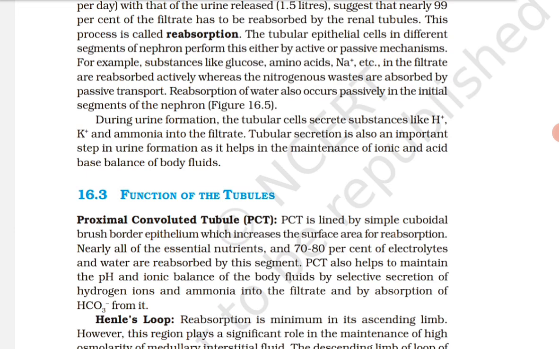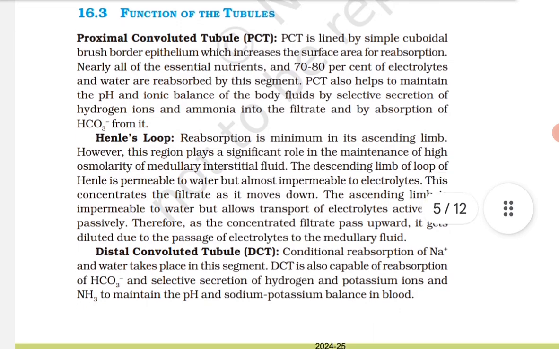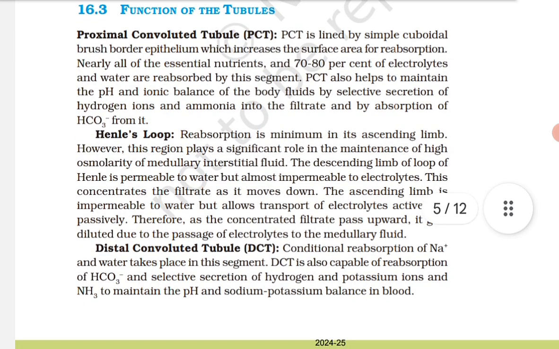This concentrates the filtrate as it moves down. The ascending limb is impermeable to water but allows transport of electrolytes actively or passively. Therefore, as the concentrated filtrate passes upward, it gets diluted due to the passage of electrolytes to the medullary fluid. Clear? Next is distal convoluted tubule, that is DCT.